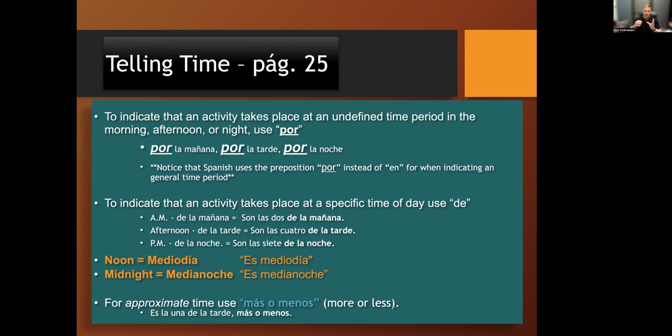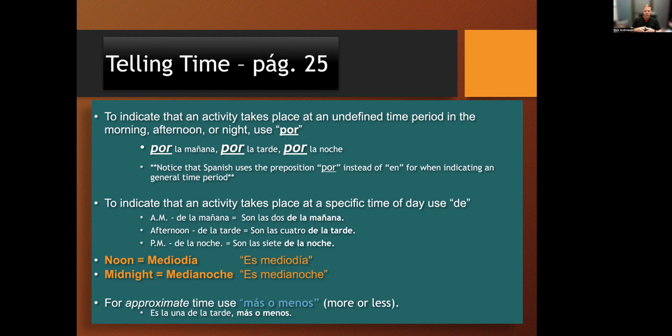Now there are two specific words for noon and midnight. Noon is mediodía. The word día, even though it ends in A, is a masculine noun. It's el día. So it's medio, and for masculine, día, mediodía means noon. Es mediodía. Or al, A-L. Al is the second contraction. Last week we talked about del. Al is a plus el. So al mediodía. And then midnight, medianoche. Noche is feminine, so media with an A is a feminine form. And es medianoche, or a la medianoche.